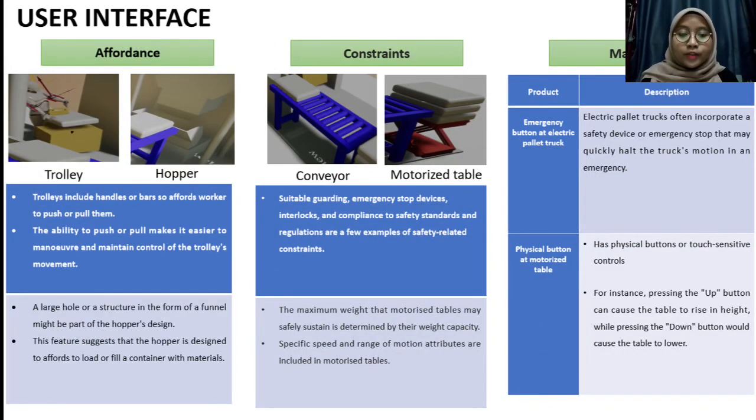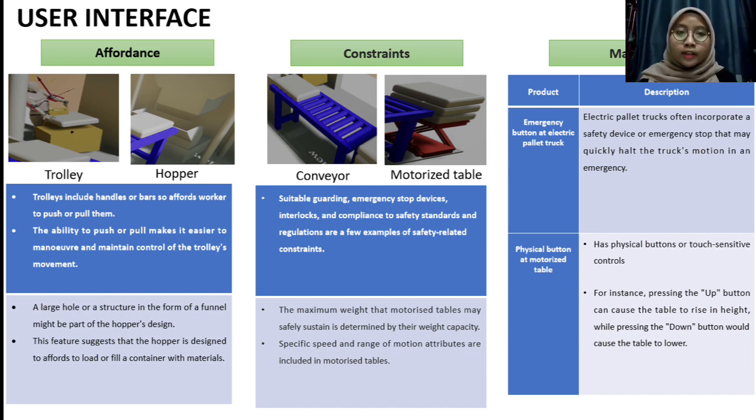For user interface, we have three elements that we consider in our improved design, which are affordance, constraint, and mapping. Firstly, affordance for the trolley. The trolley includes a handle or bar so that the worker can push or pull it. For the hopper, a large hole or a structure in the form of a funnel might be part of the hopper design.